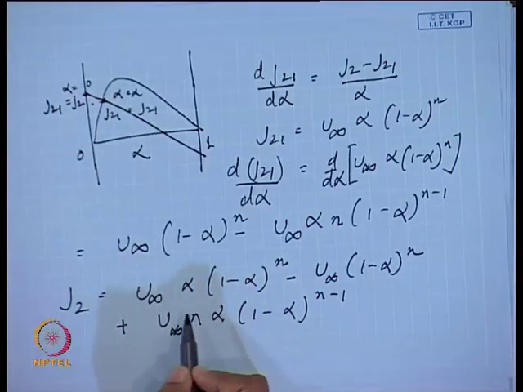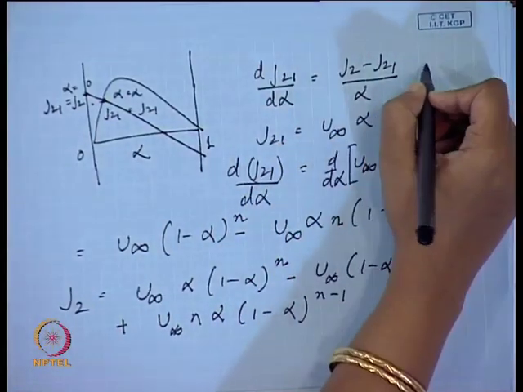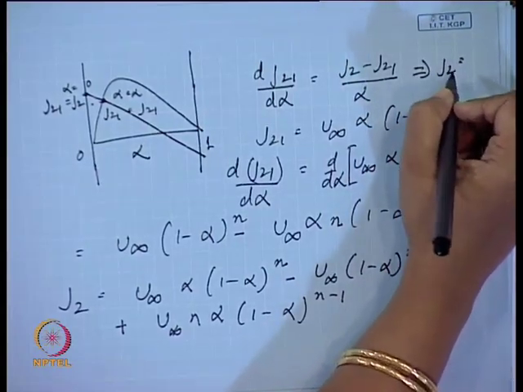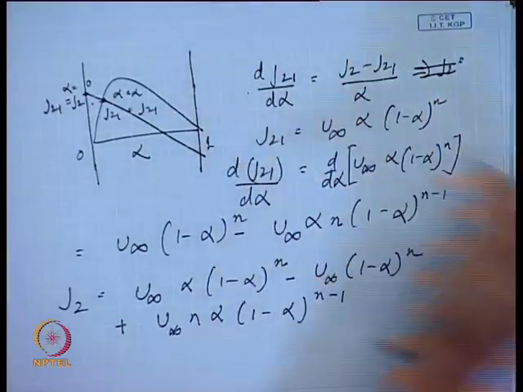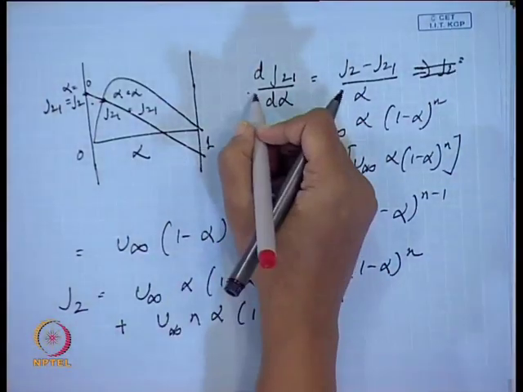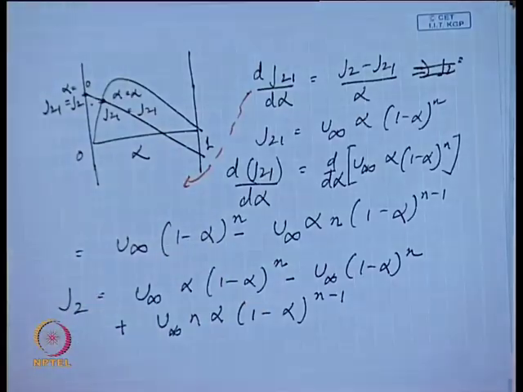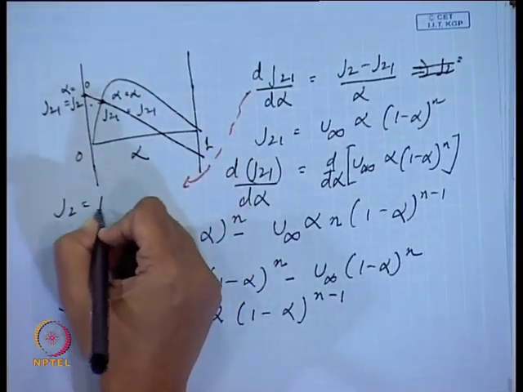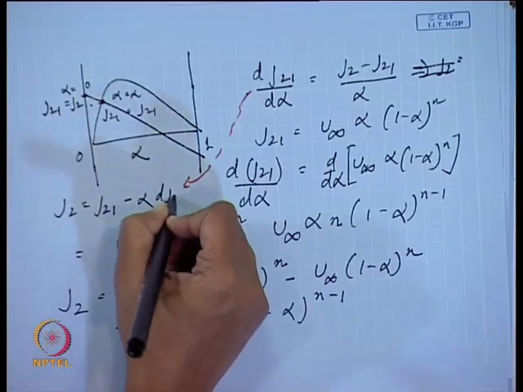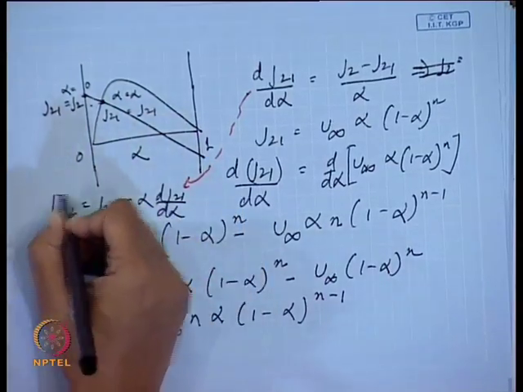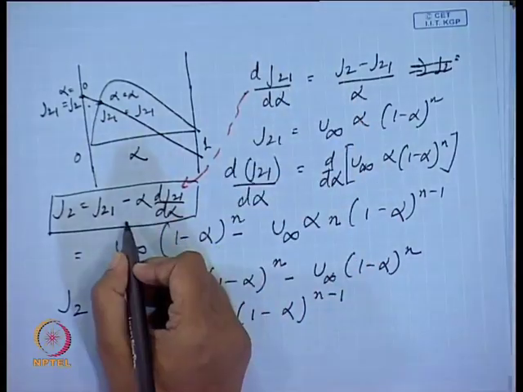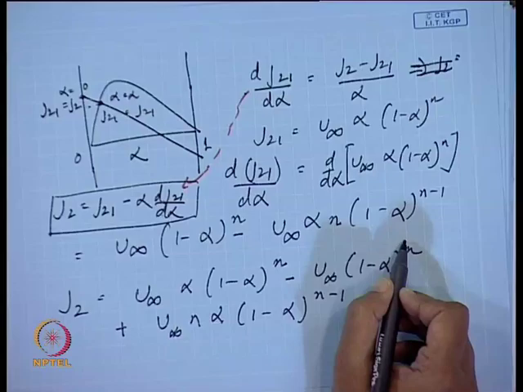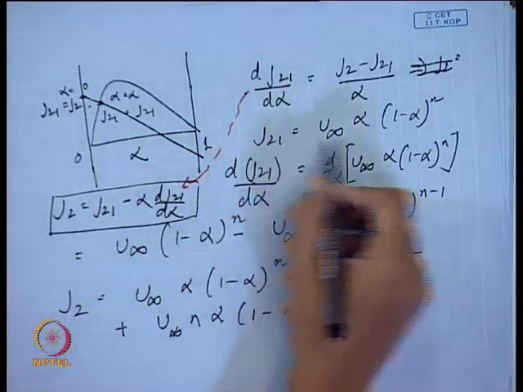This should come as J2, because from this particular equation we know J2 equals J21 minus alpha dJ21 d alpha, isn't it? From this equation we know this. Now, dJ21 d alpha I have already found out, J21 I know it already.